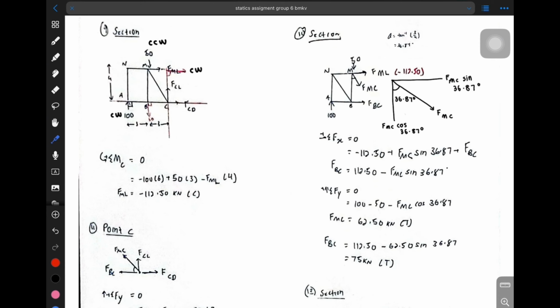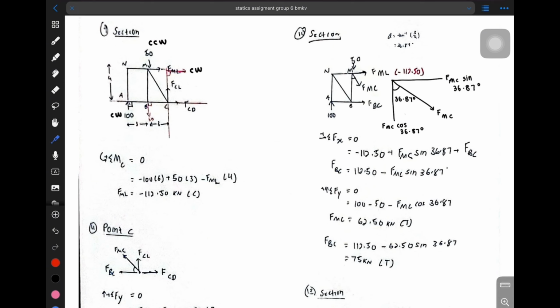So we can find the Fx equal to 0, and we assume the right is positive. For this rigid body, at the Fx, we can see that we have FML negative 112.50, and we have FMC sin 36.87, and we have FBC. So we can get FBC equal to 112.50 minus FMC sin 36.87. For the next, we find the Fy equal to 0.